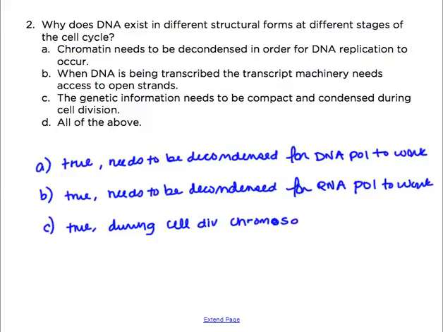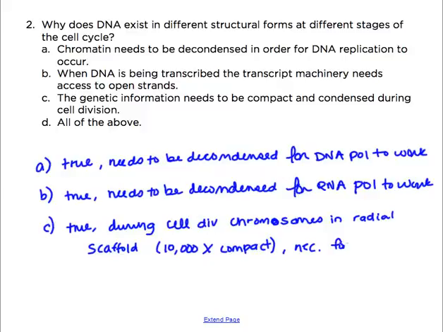So chromosomes in radial scaffolding. And remember, that's about 10,000 times more compact than just naked DNA. And that's necessary for the movement of chromosomes into daughter cells, so necessary for movement. So the answer to this question, obviously, is D, all of the above, because all of these statements do explain why DNA exists in these different structural chromosome forms at different stages of the cell cycle.